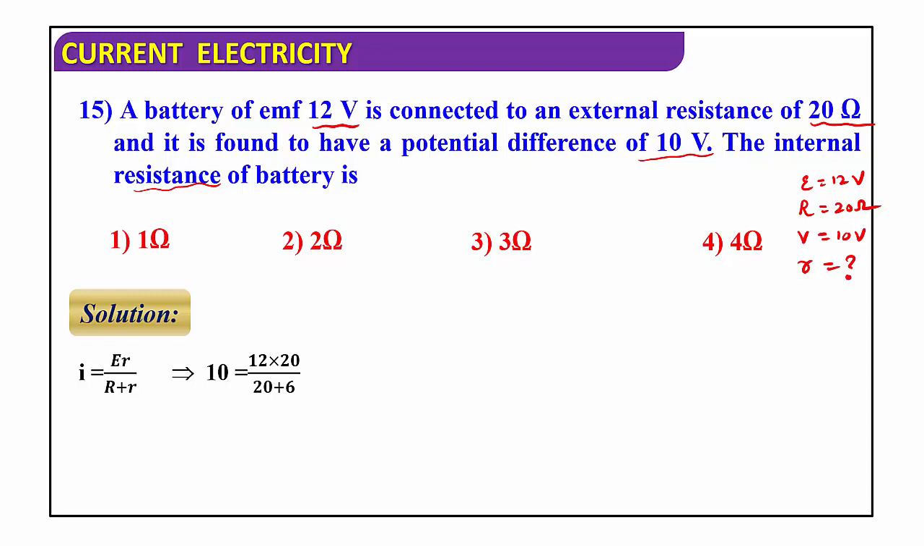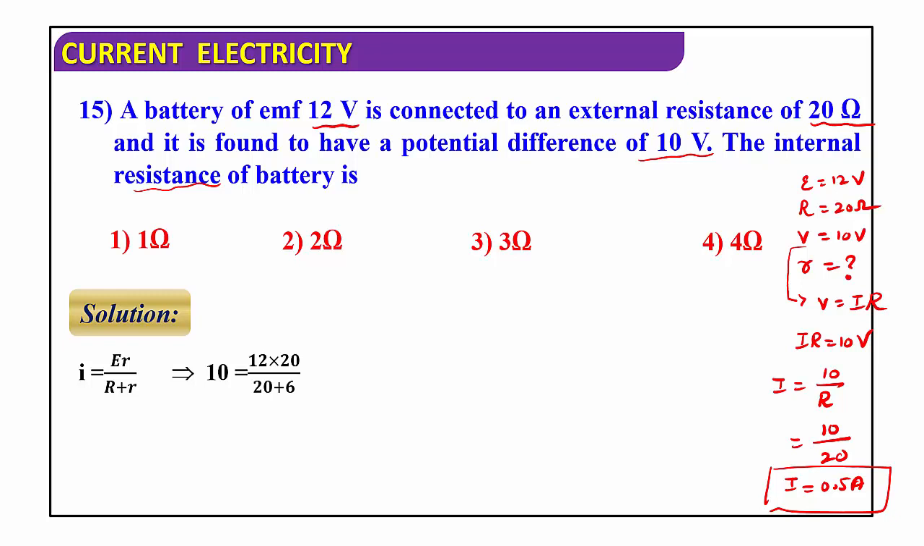We already know that V is given 10 volt. This can also be written as V equal to IR, right? So IR is given how much? 10 volt. Or it can also be written as I equal to 10 divided by R. So 10 divided by R value is given 20. So 10 by 20 is equal to how much? 0.5 ampere. This is the I value.